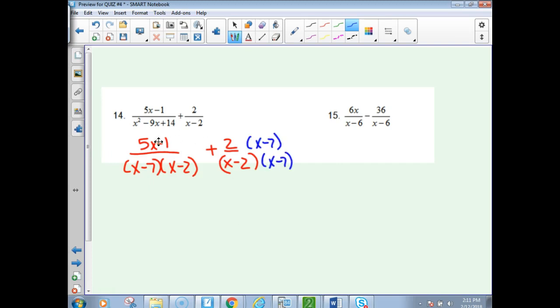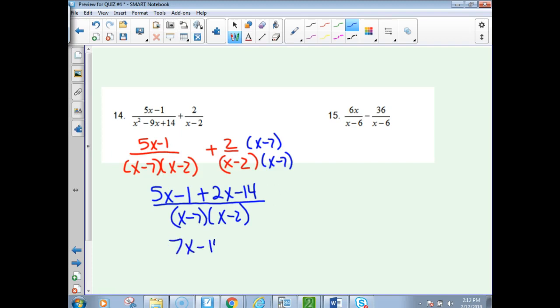Okay, so I'm going to write my new numerators, putting them together. I've got 5x minus 1, plus I have 2 times x minus 7, which is 2x minus 14, all over x minus 7 times x minus 2. Again, order doesn't matter for those two on the bottom. Simplify, we get 7x minus 15 over x minus 7 times x minus 2. You cannot do anything else.